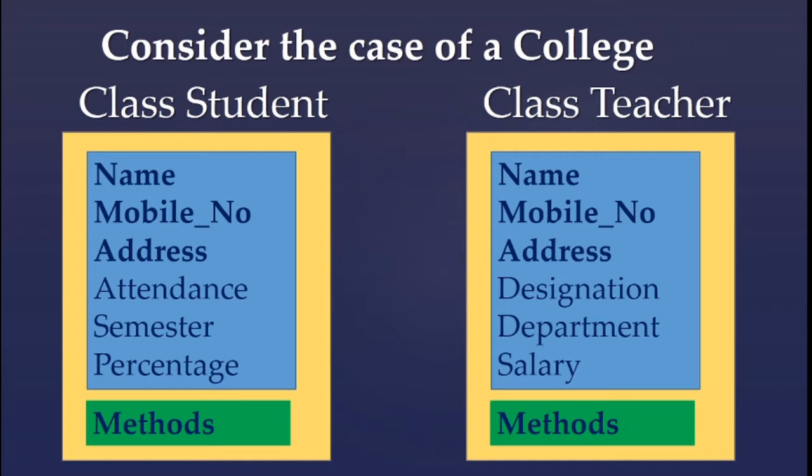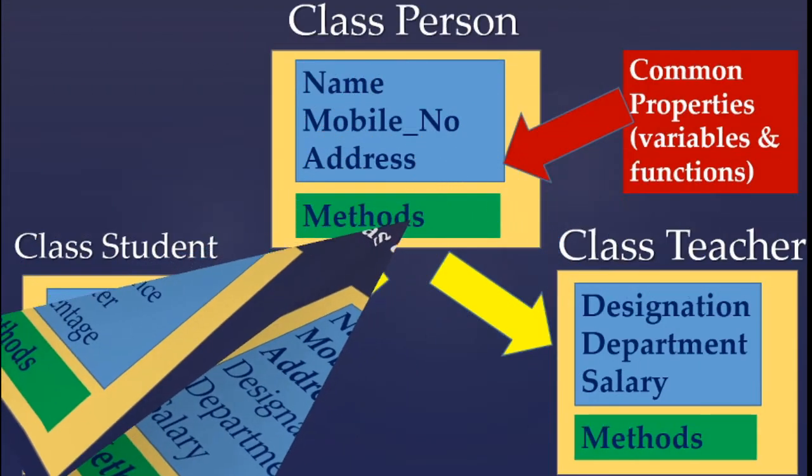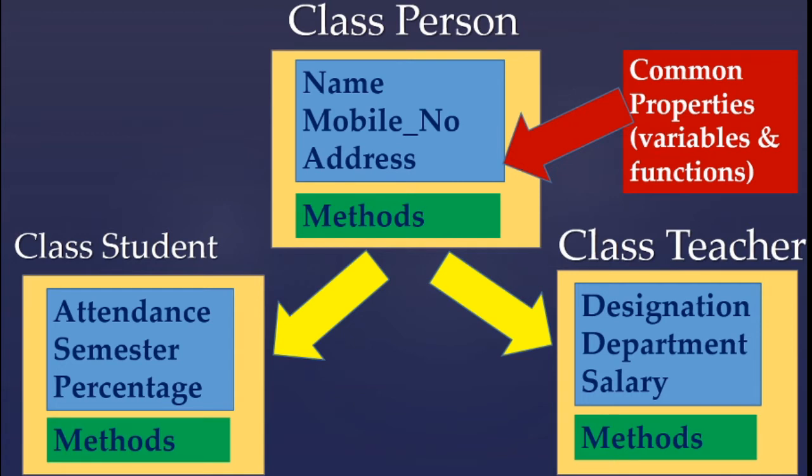So if we write this common code again and again, it will be more complicated and very difficult for us to understand. So here we have one solution, that's inheritance. For the common property or common code, we will create one class, which is known as a base class or a parent class.